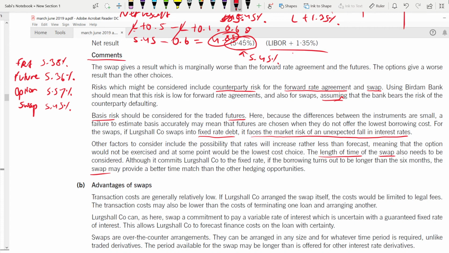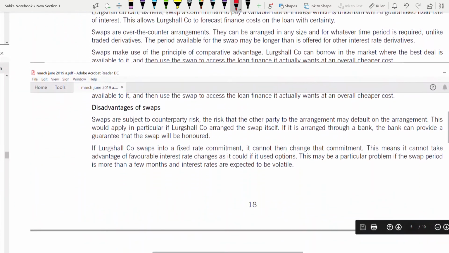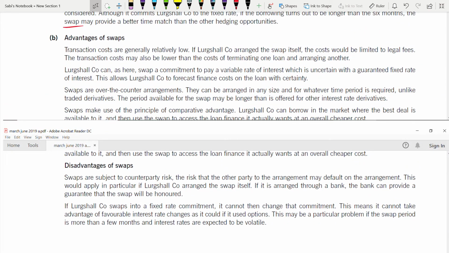Now coming to the advantages and disadvantages of swap. I think part B, I'm leaving this to you. You should be able to handle it. By now I have explained enough of the advantages and disadvantages of swap. It is your knowledge part, right? And don't forget, even though they ask for advantages and disadvantages, you have to link to the company. That linking is very necessary. So you can just go through it. I'm leaving this to you.